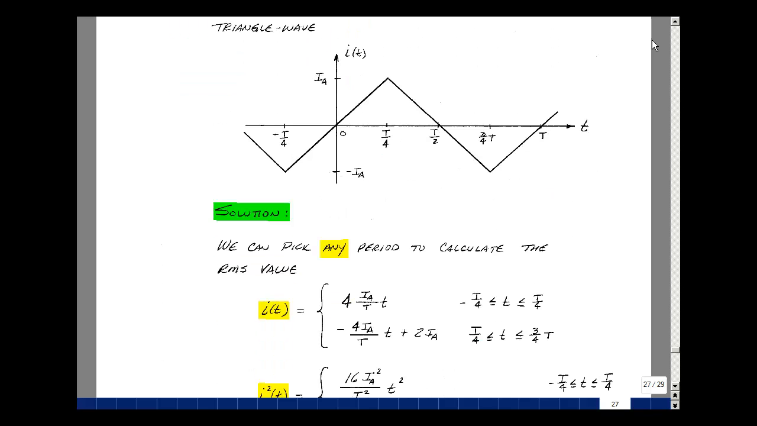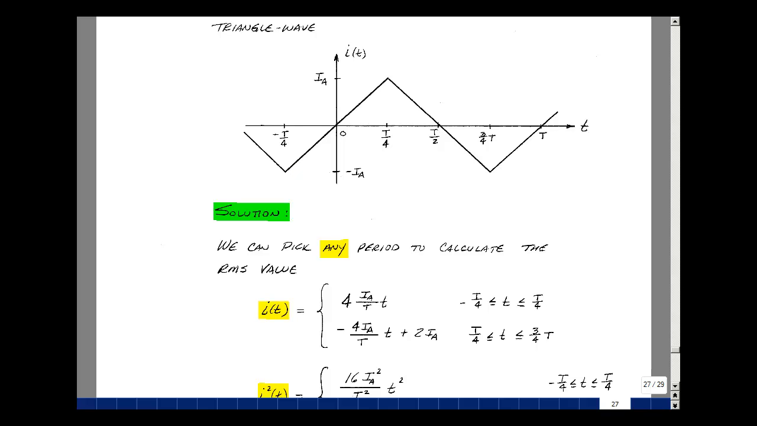To do that, we need to find an expression for the waveform over a period. So here I've got one straight line segment, here I've got a second, now it repeats itself. So let's take our period from minus T over 4 to 3/4 T. So in this interval here, I've got a straight line passing through the origin.